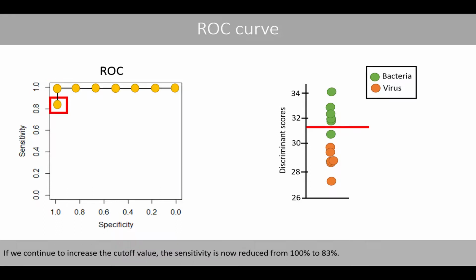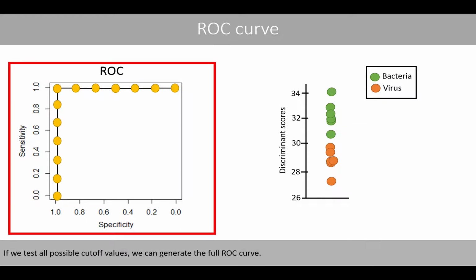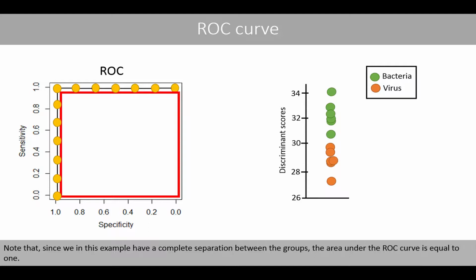If we continue to increase the cutoff value, the sensitivity is now reduced from 100% to 83%. If we test all possible cutoff values, we can generate the full ROC curve. Note that since we in this example have a complete separation between the groups, the area under the ROC curve is equal to 1.